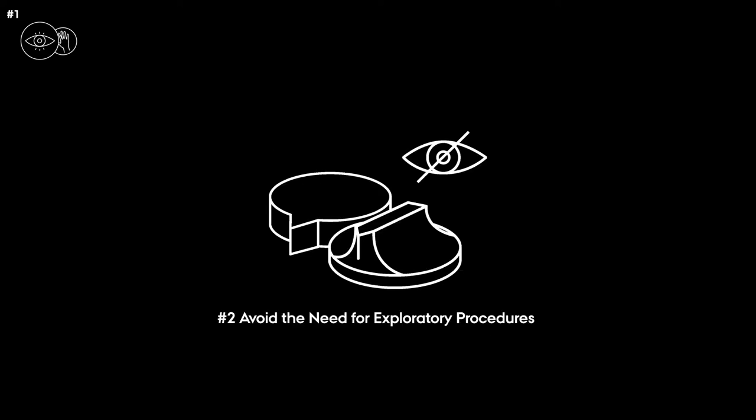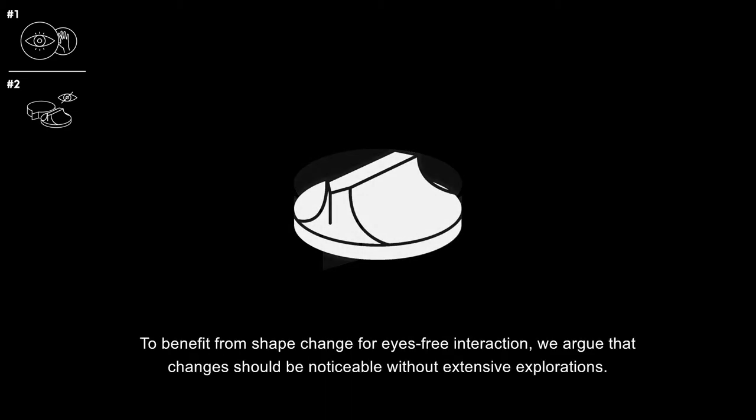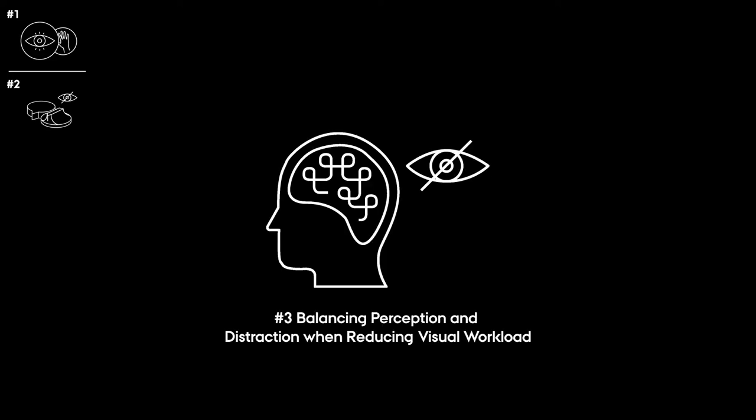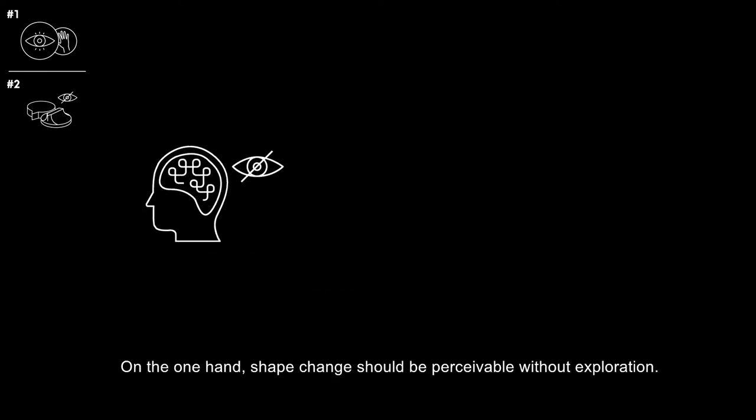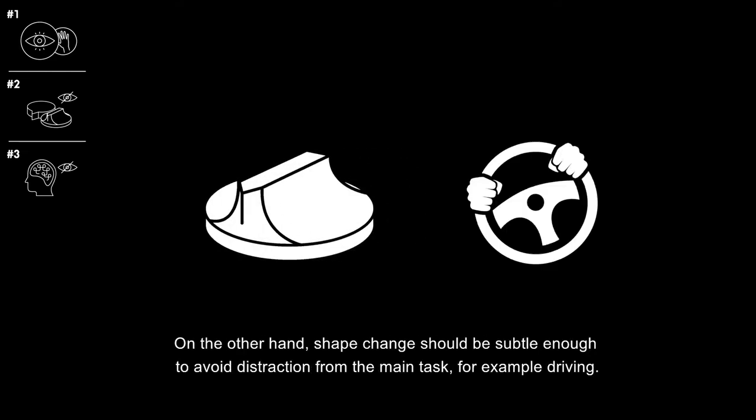Avoid the need for exploratory procedures. Participants often did not notice the triangular protrusion of the pointer knob shape during the non-visual interactions. To benefit from shape change for eyes-free interaction, we argue that changes should be noticeable without extensive exploration. Balancing perception and distraction when reducing visual workload. On the one hand, shape change should be perceivable without exploration. On the other hand, shape change should be subtle enough to avoid distraction from the main tasks, for example, driving.